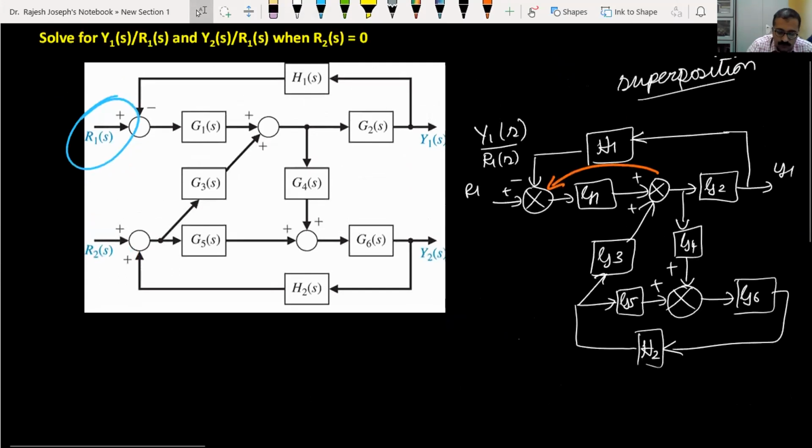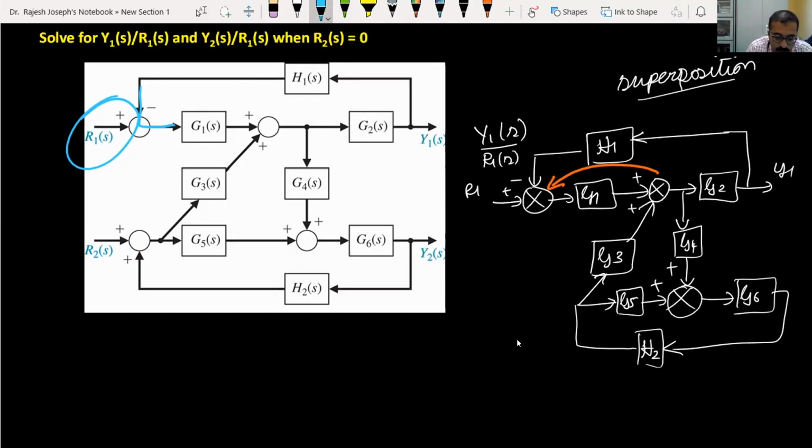So R1 is 0, so we will draw that. Okay, so here there is no need of this block, no need of the summing point. Right? You can assume that straight away this H1 is coming to G1.